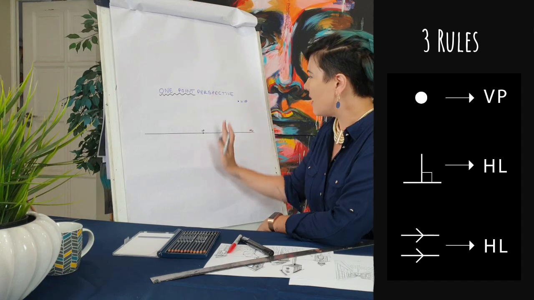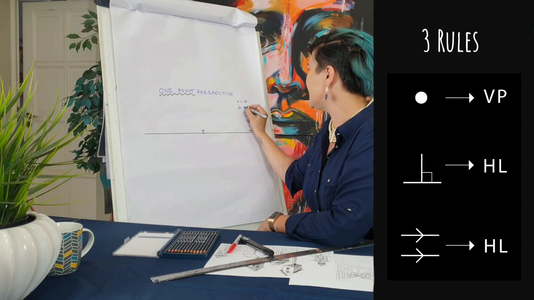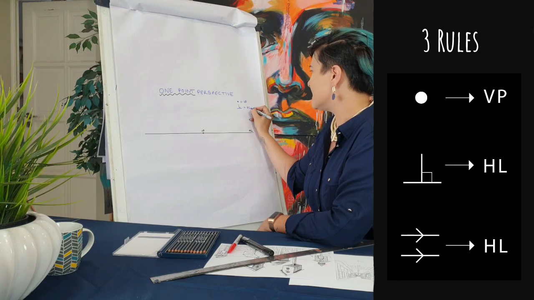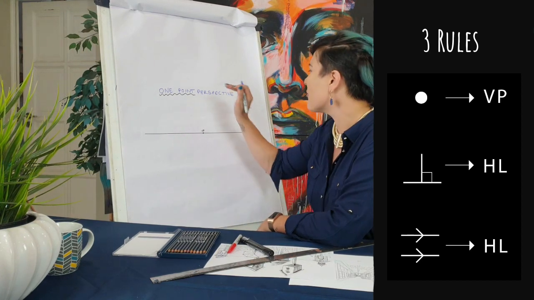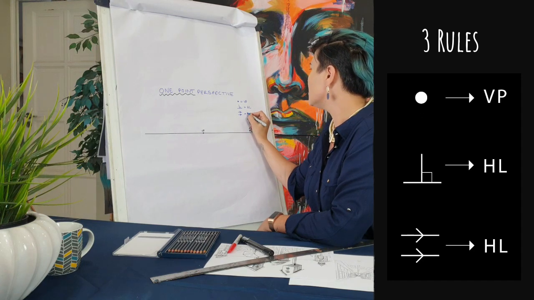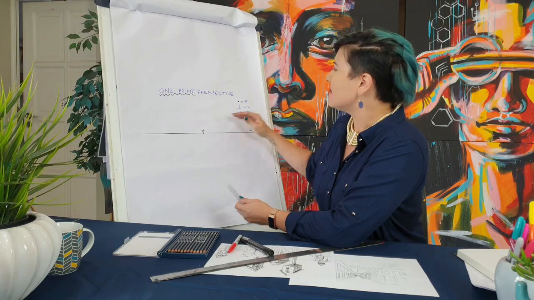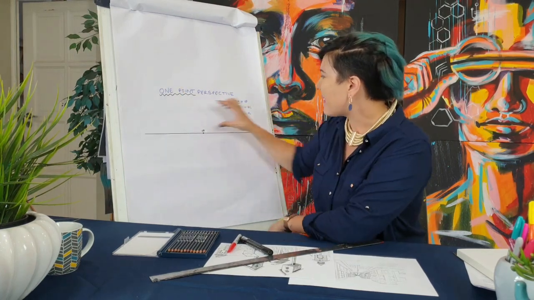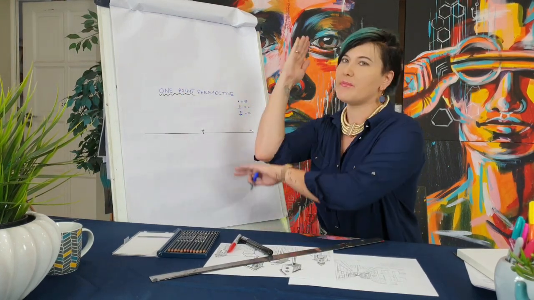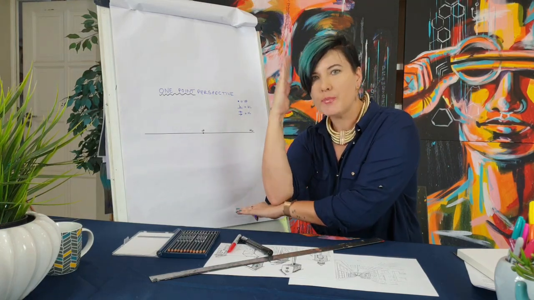All vertical lines have to be perpendicular to the horizon line. All horizontal lines have to be parallel to the horizon line. This means you can't have lines that are intersecting with each other. They've got to be parallel, the same distance. It can't be at 30 degrees, 40, it's got to be 90 degrees, perpendicular.